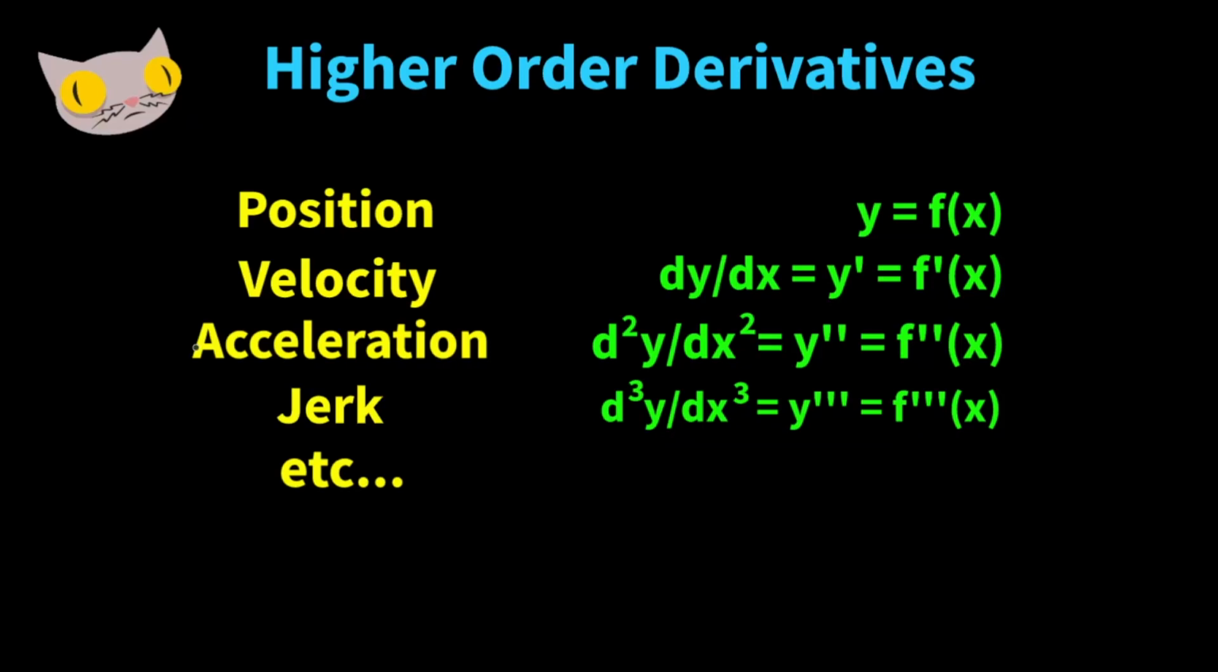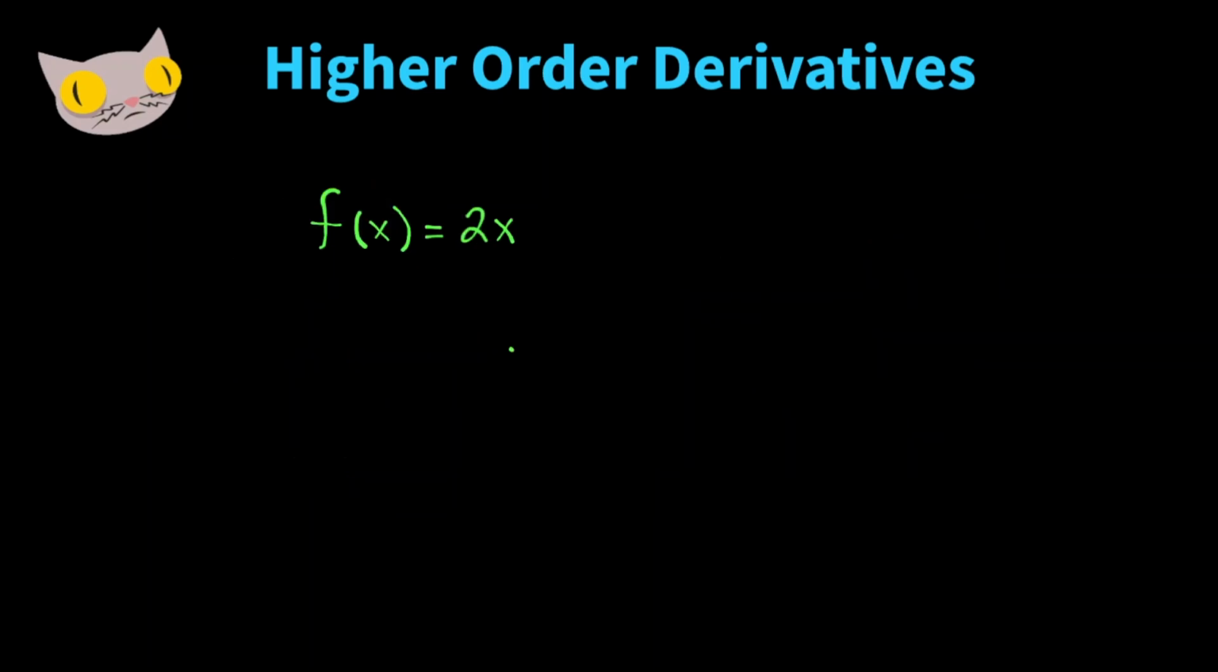Today, let's talk about higher order derivatives and their applications in physics. Higher order derivatives are useful in finding things like velocity, acceleration, jerk, and beyond. And honestly, you won't ever really use anything beyond acceleration, but it's good to keep these higher derivatives in mind because who knows, right? So let's start with a simple example.